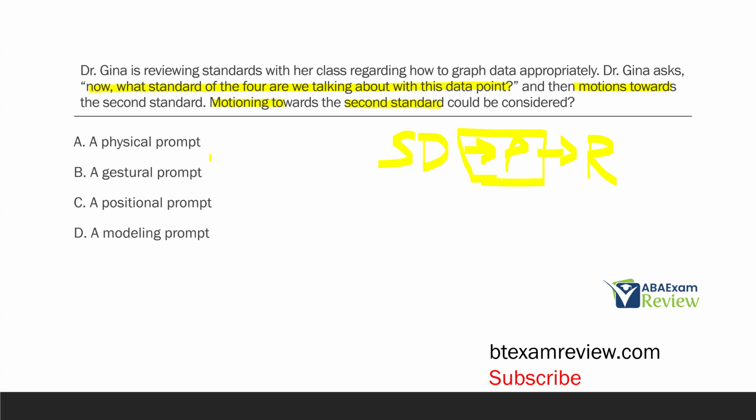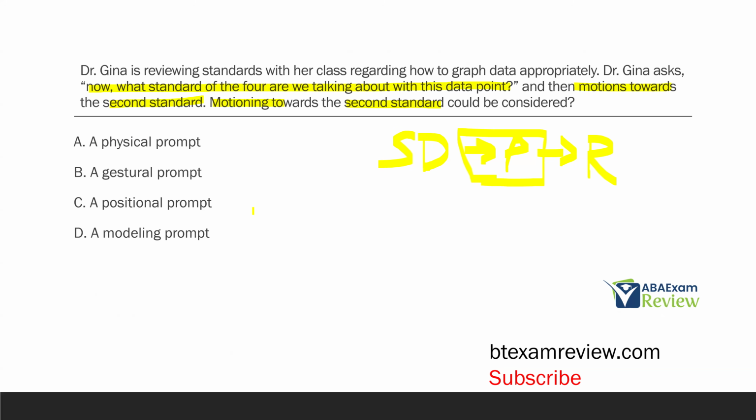So a physical prompt. Did Dr. Gina physically prompt any of her students? No, a physical prompt is exactly what it sounds like. Some sort of physical interaction between you and the learner where you're helping and guiding them through the correct answer. Dr. Gina did not use any physical prompts. What she did was she made a gesture, right? She simply motioned towards the second standard. She might have pointed, she might have hand waved, just made some sort of motion towards the right standard or at least the second standard.